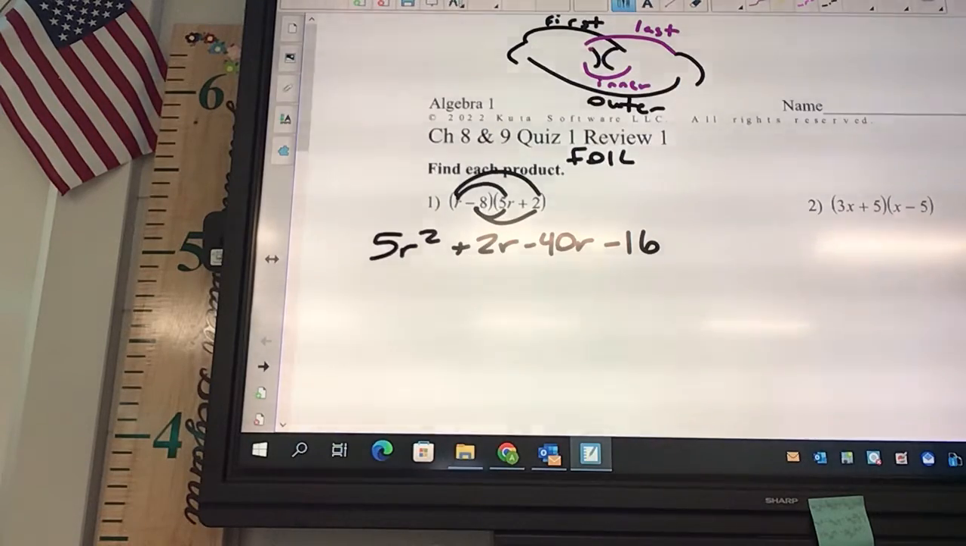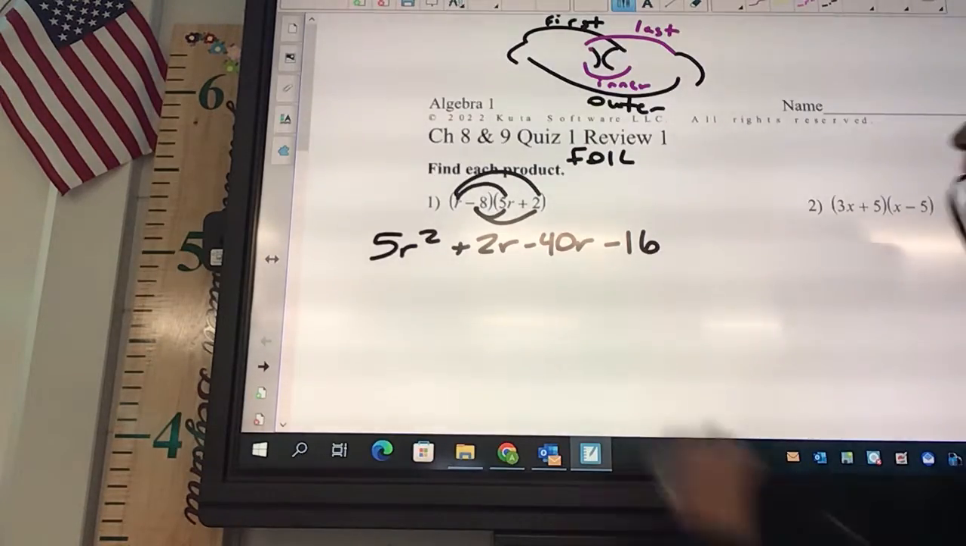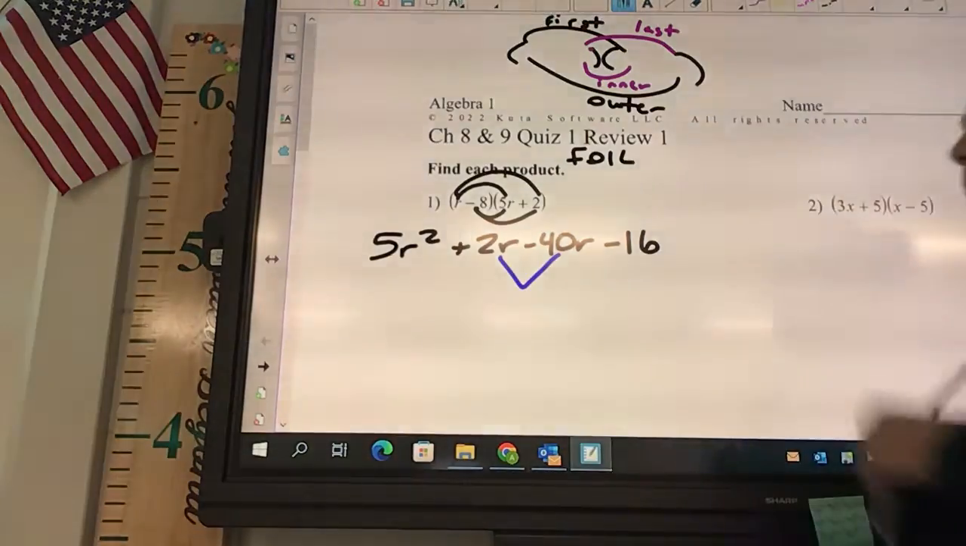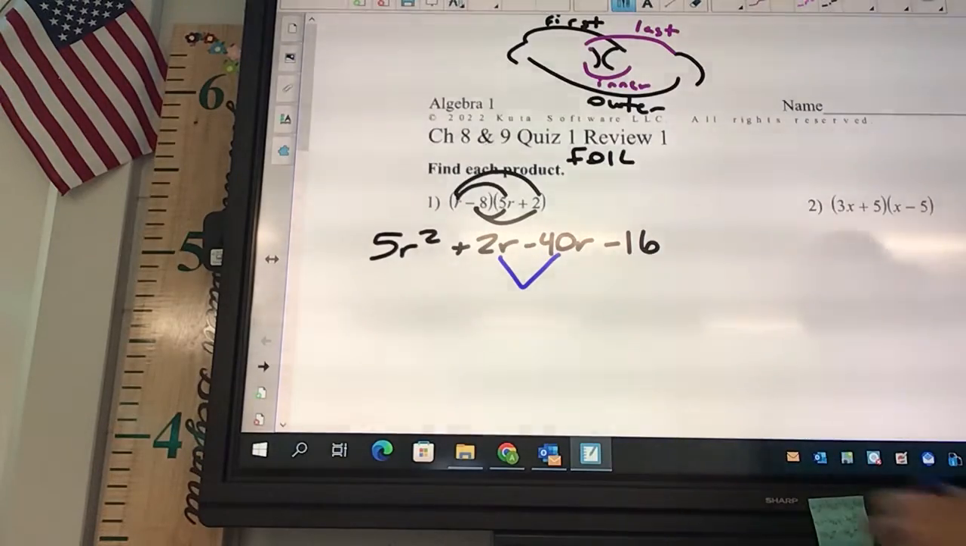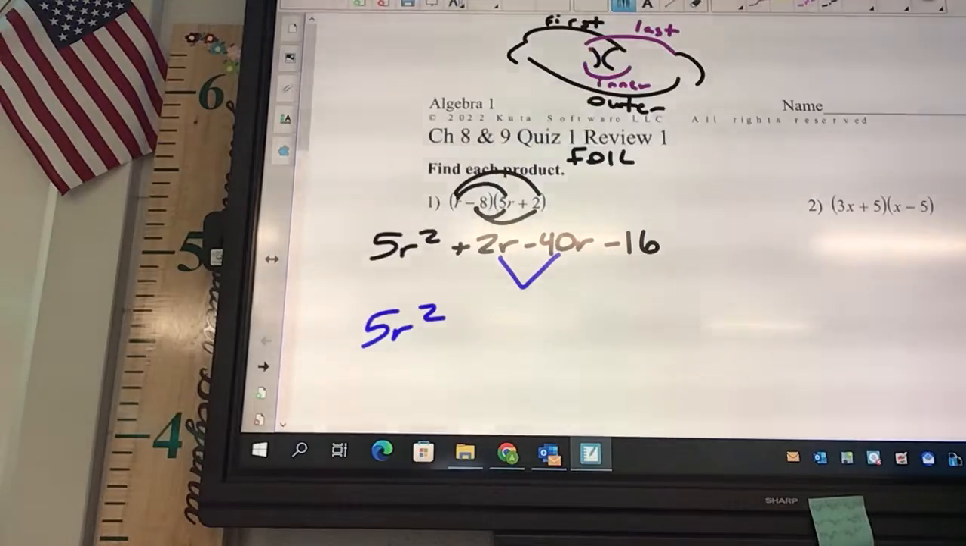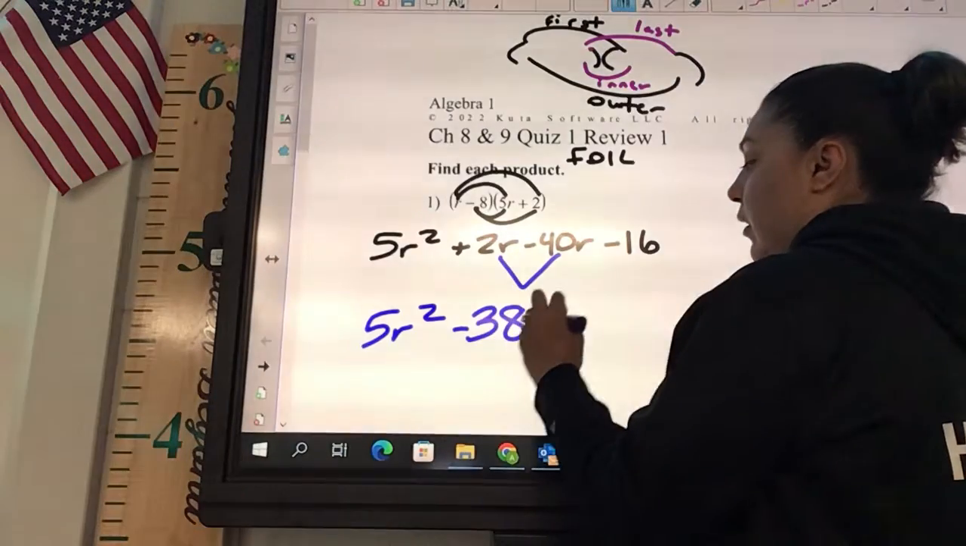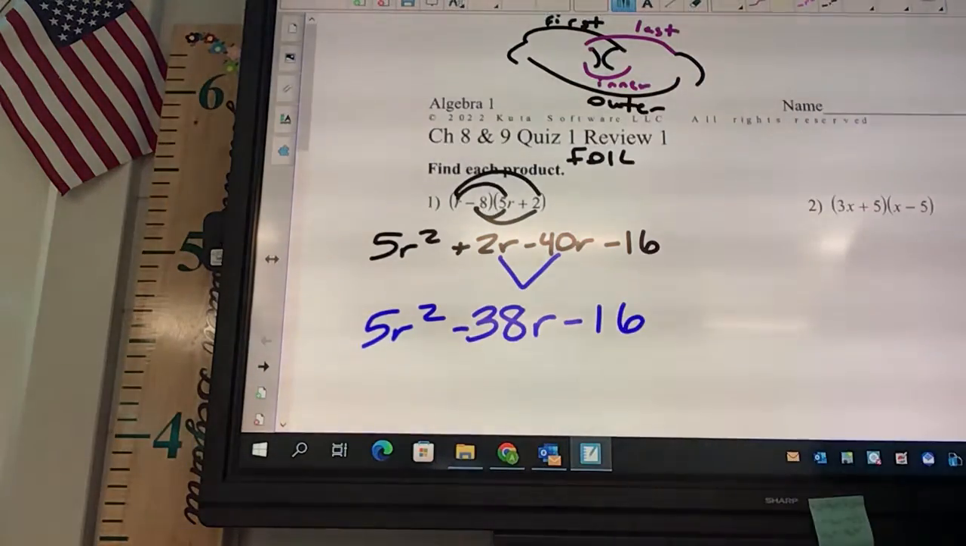Okay, and then we're not finished. So on FOIL, you always need to combine like terms. What can we combine? The R's. More specific, the two R numbers, not the 5R squared. So we got 5R squared, positive 2R, and then a negative 40R. What are you going to get? Negative 38R, and then we still got this minus 16.